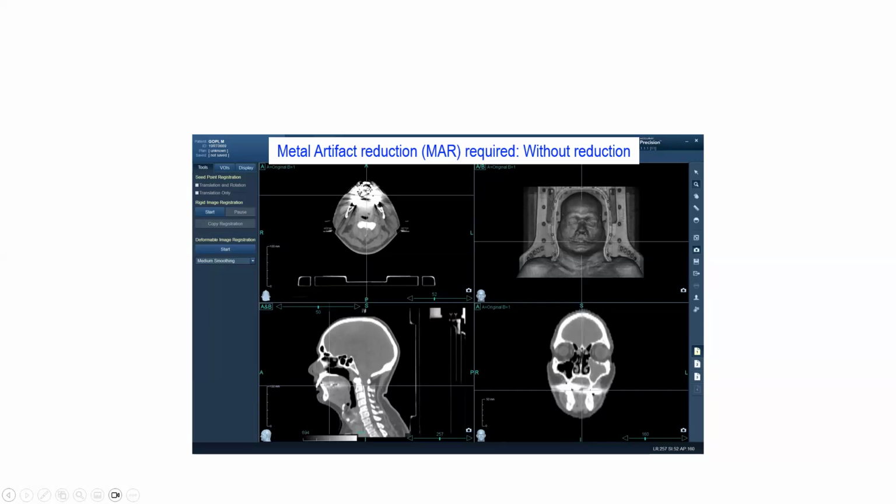If there is a metallic artifact, like if you put an AVM embolization, or the dental artifact, you can see the artifact. You cannot treat without a metallic artifact reduction. Next, you see, same patient: when you do a metallic artifact reduction, you can see so well. You can see it better. And if you are not able to see it better, you cannot contour it or plan it well.